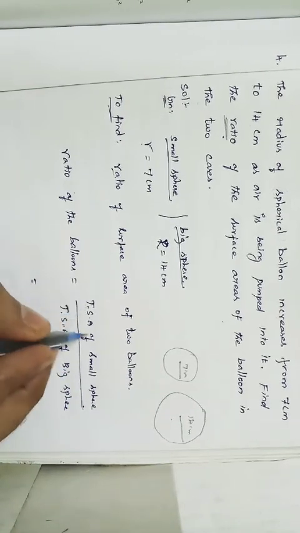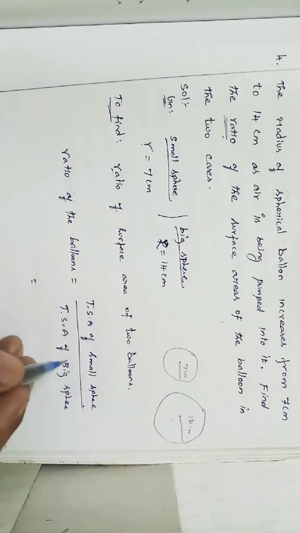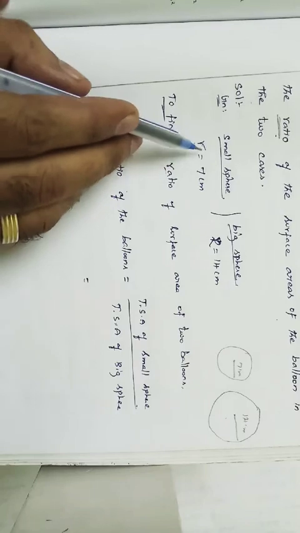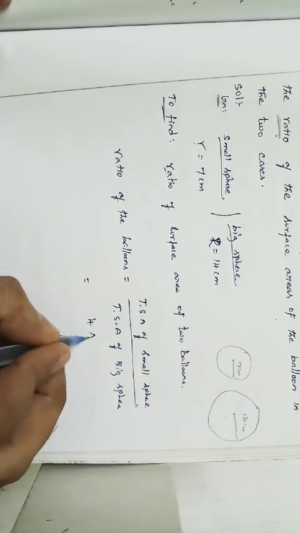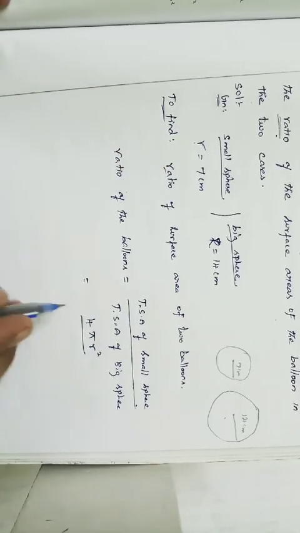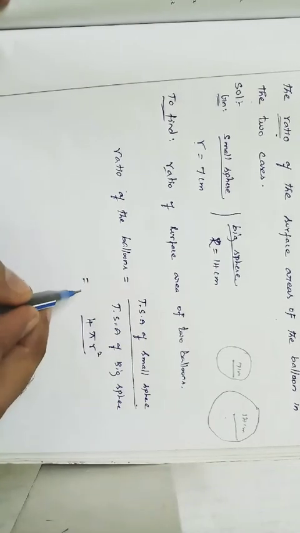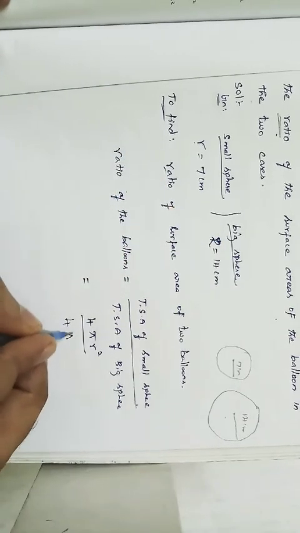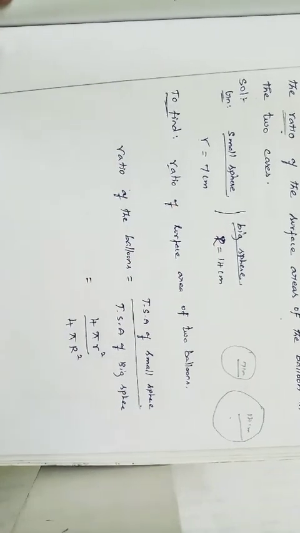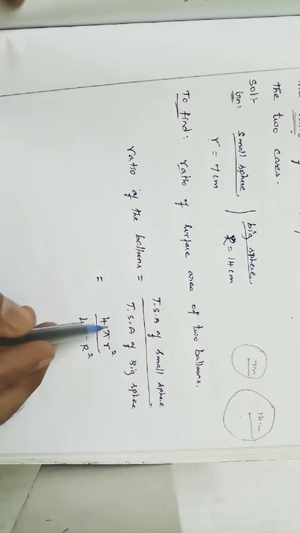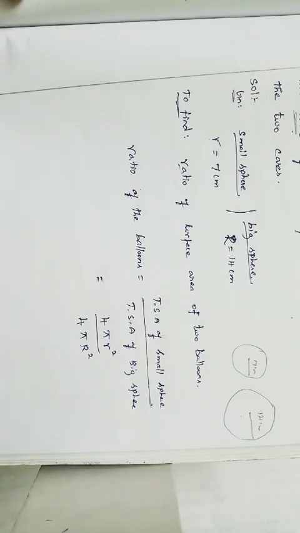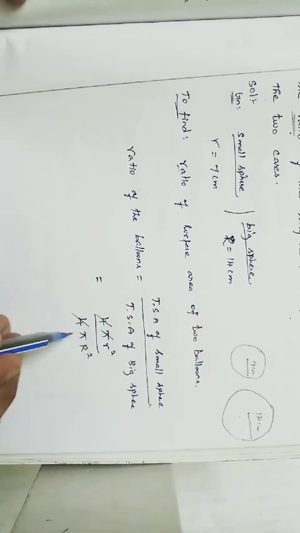What is the formula for the TSA of a sphere? The surface area of a sphere is 4 pi r square. What is the radius of the small sphere? Small r. So 4 pi r square divided by the TSA of the big sphere. What is the radius of the big sphere? Capital R. So 4 pi capital R square. See here, 4 is common and pi is common, so they cancel directly. Then I substitute the values. 4 gets cancelled, pi gets cancelled.